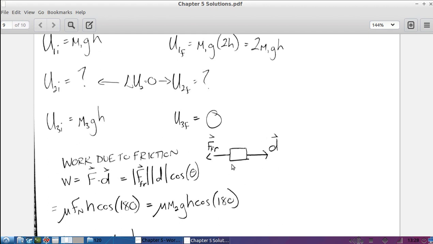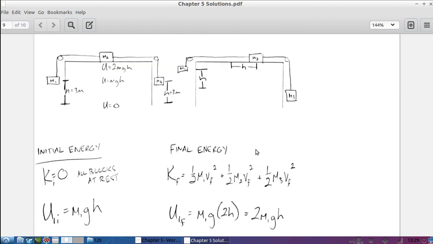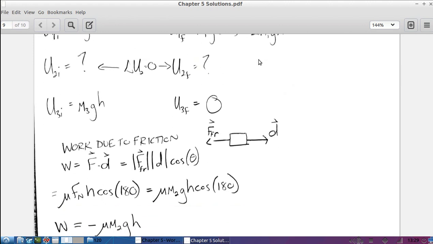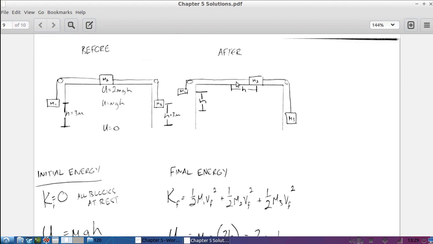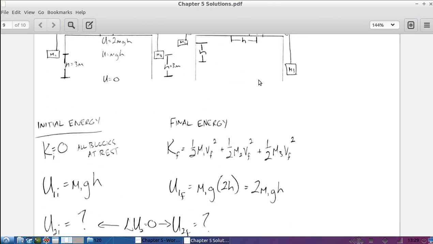So I need to find what the work being done due to friction is. And friction is acting on M2 only. So I just have to find the work done on M2. M2 moves a distance h. Down here I call it d, but I'm going to replace that with h. It moves a distance h to the right. Friction is opposing that force, so it's applying a force in the negative x direction. M2 is moving in the positive x direction.